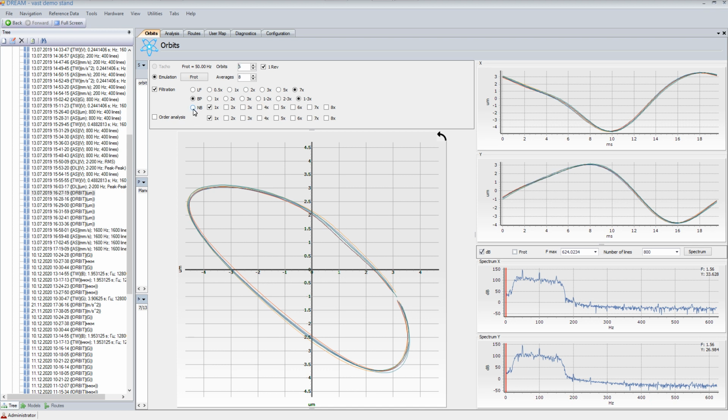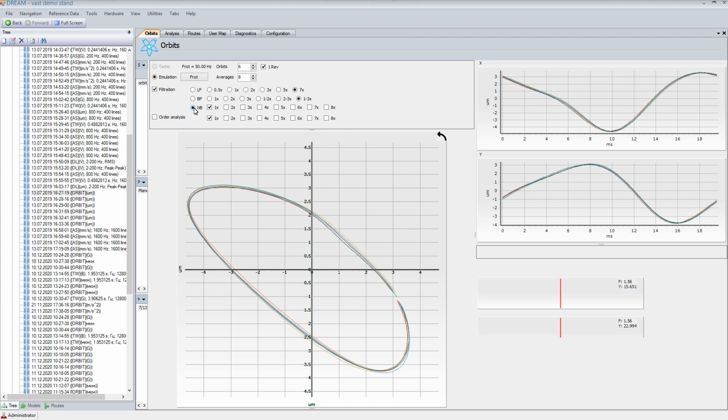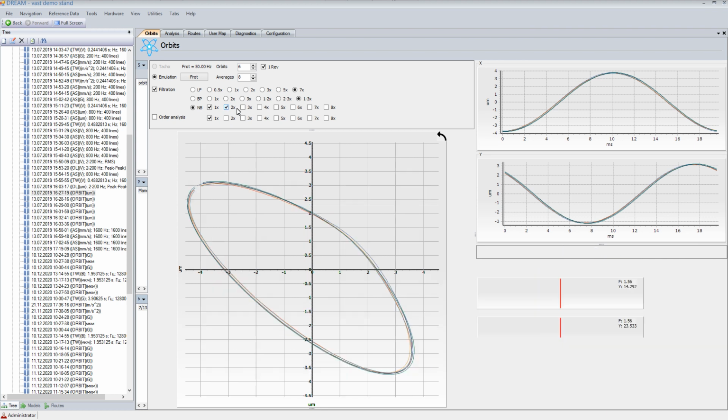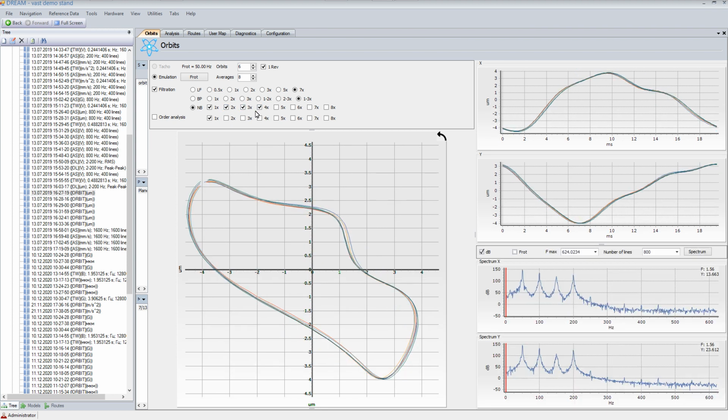The next filter that we have is a narrow band filter. This filter will also remove the frequencies in between the harmonics. If I select it, this is the first harmonic, and I can add the second, the third, the fourth, etc. So this is the fourth harmonic, and all the frequencies in between these harmonics are removed by the filter. Again, you can see that we have about 100 dB attenuation, so this is quite a strong filter.